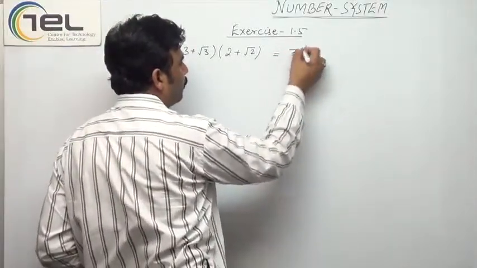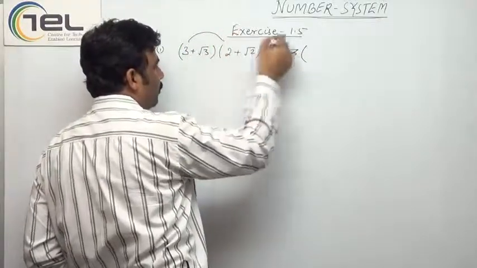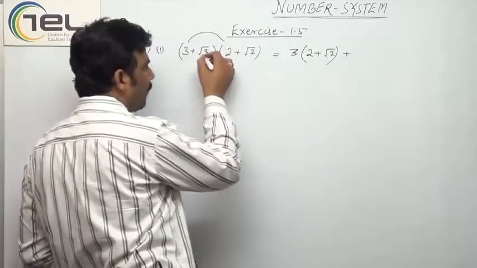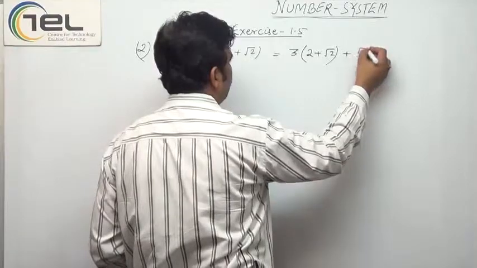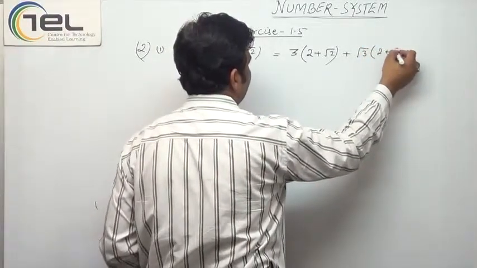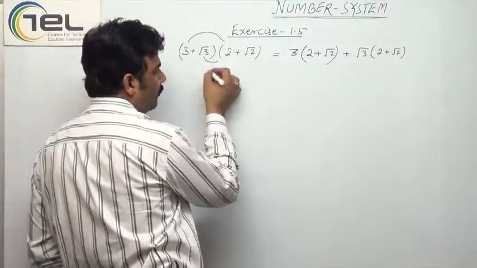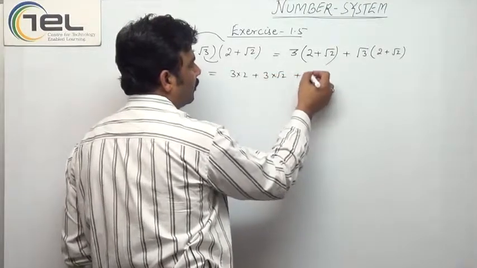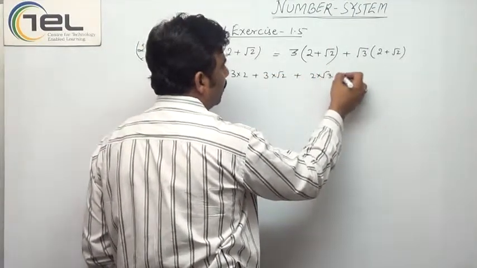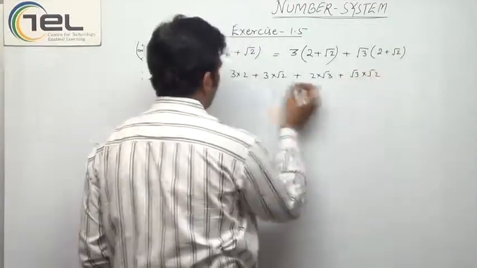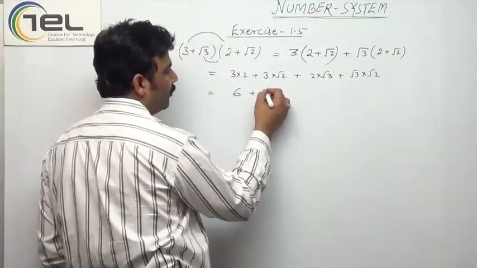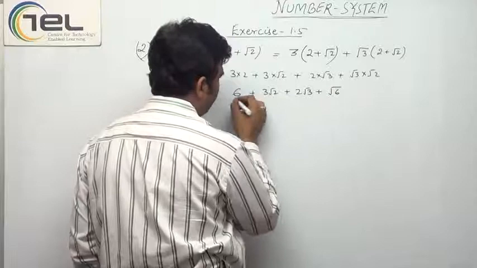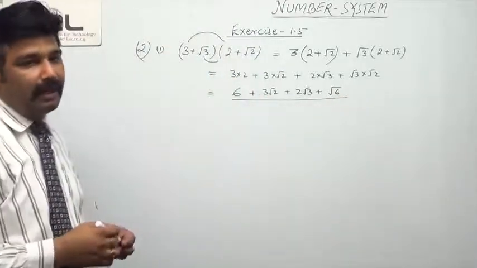It will be 3 times, this will be multiplied first of all by all the terms within the bracket, plus, and now root 3 will be multiplied like this. It will become 3 into 2 plus 3 into root 2 plus 2 into root 3 plus root 3 into root 2. It will end up with 6. It will end up with 3 root 2. It will end up with 2 root 3. It will end up with root 6.